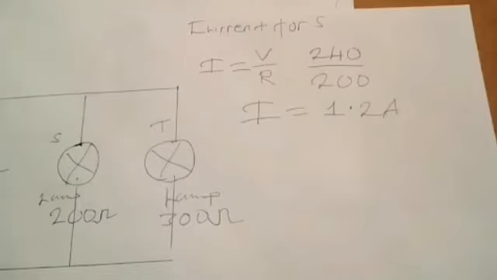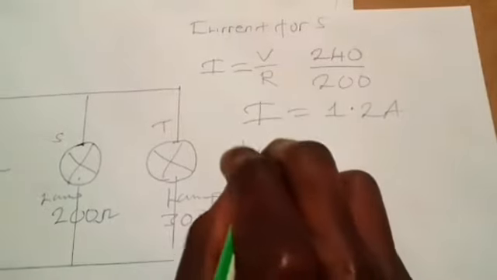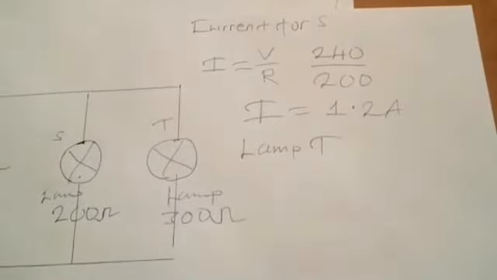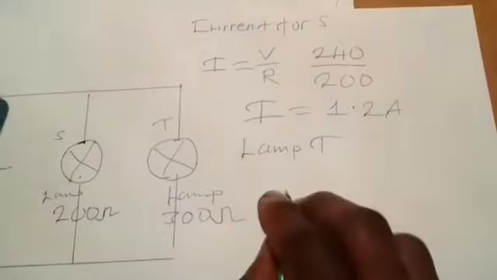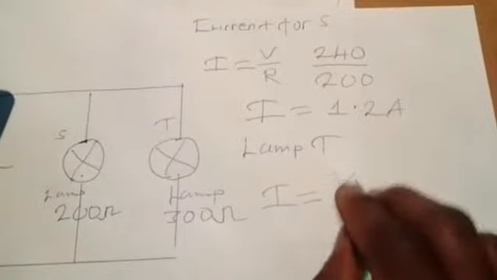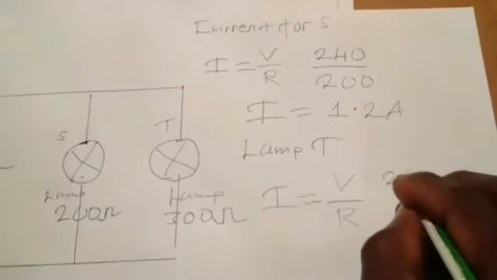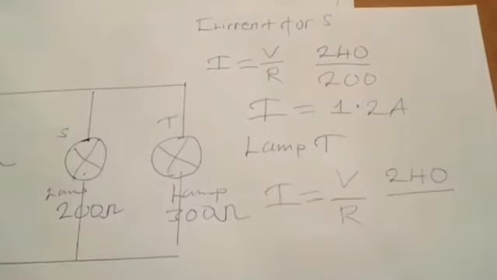Now the question says current through lamp S and lamp T. For lamp T, the one we are calculating, we apply the very same formula: current equals V over R. The voltage is the same, 240, divided by the resistance across lamp T, which is 300 ohms.